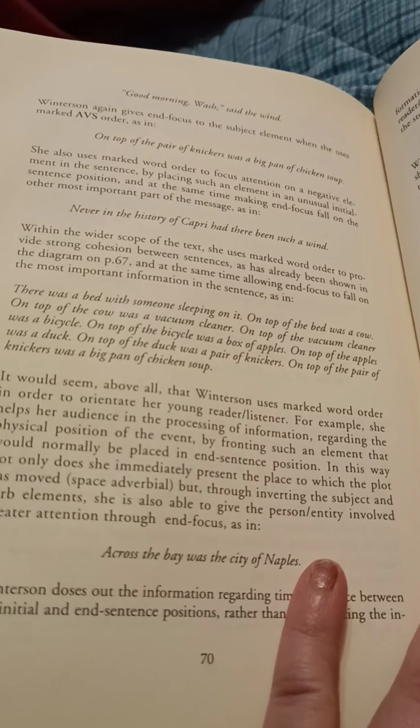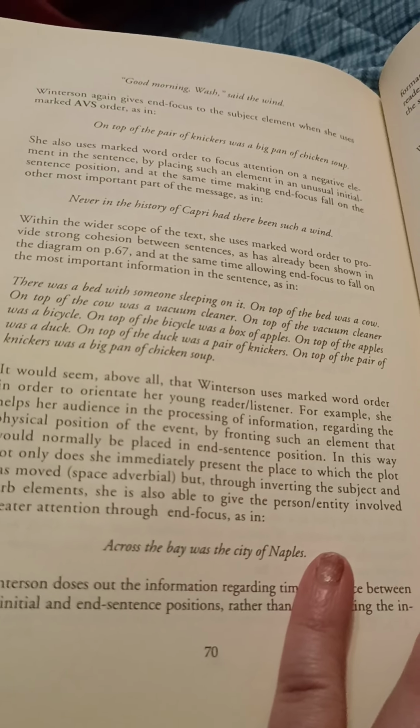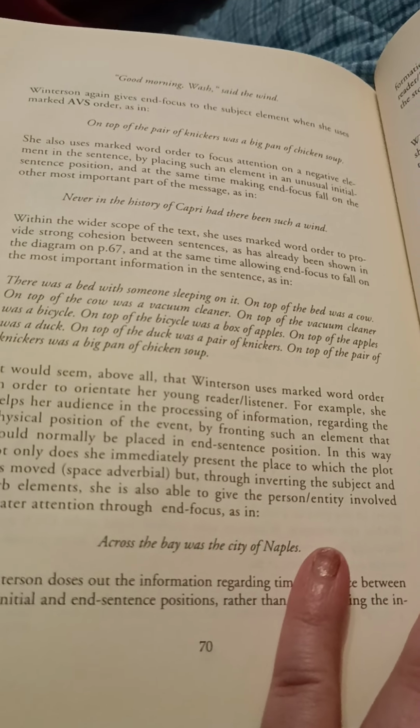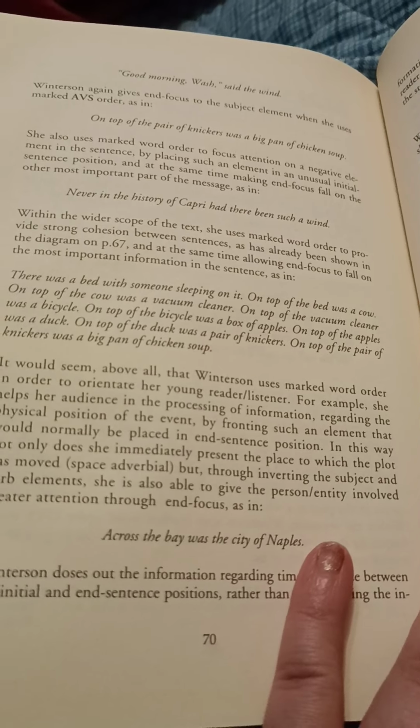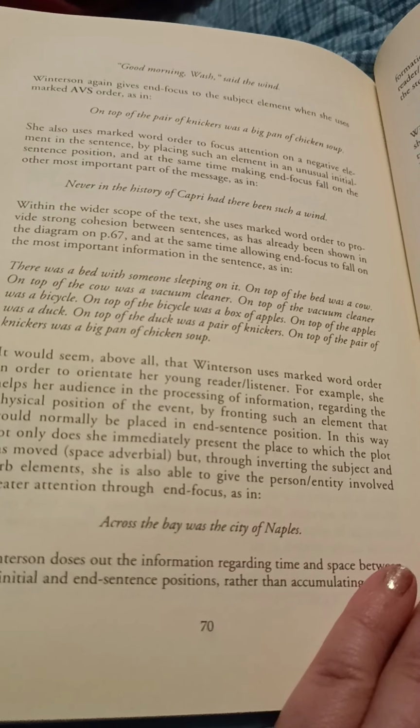There was a bed with someone sleeping on it. On top of the bed was a coat. On top of the coat was a vacuum cleaner. On top of the vacuum cleaner was a bicycle. On top of the bicycle was a box of apples. On top of the apples was a duck. On top of the duck was a pair of knickers. On top of the pair of knickers was a big pan of chicken soup.